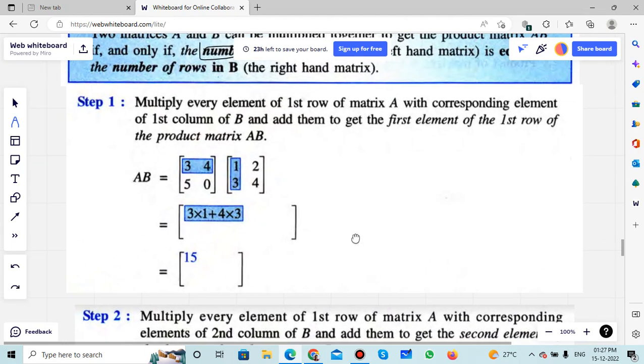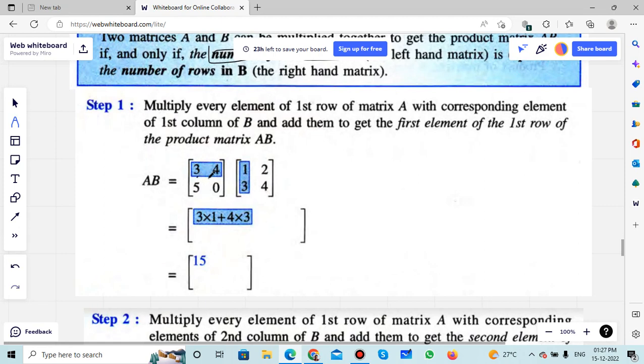See, take an example here. We have a matrix 3 4 and 5 0, 1 3 and 2 4. So what is the number of rows in it? 1 and 2. What is the number of columns in it?